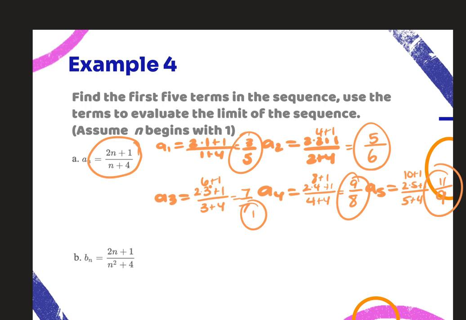I know it's getting bigger. I know it's not getting huge, but I would have had to keep plugging in points to see that it's going to keep getting closer and closer to 2, but it's never going to hit 2. Knowing your rules about horizontal asymptotes is definitely going to help, okay? It eliminates a lot of work.